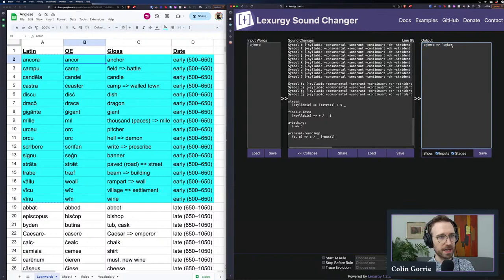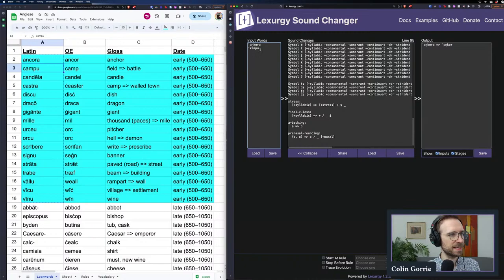Now we can go do campo to comp. So this is going to be our input. I can put in the Latin nasalization on that, perhaps that might help. But it's just going to be taken away by this final vowel loss rule. So here we go, campo to comp. Perfect. So we've got two test cases down.